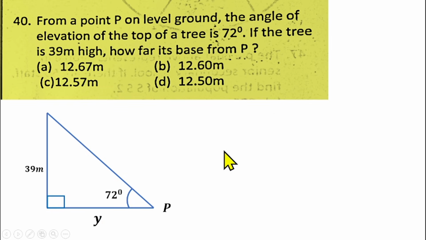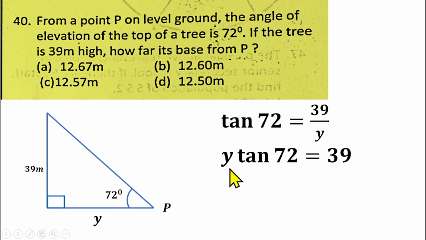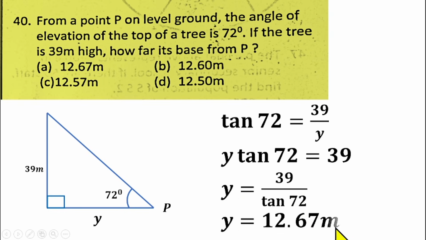We can use the trigonometric ratio opposite over adjacent, which is tan. Tan 72 will be 39 over Y. Cross multiply, that gives us Y tan 72 equals 39. We can divide both sides by tan 72 to find our Y. So Y will be equal to 39 over tan 72, and that gives us 12.67 meters, which is option A for question number 40.